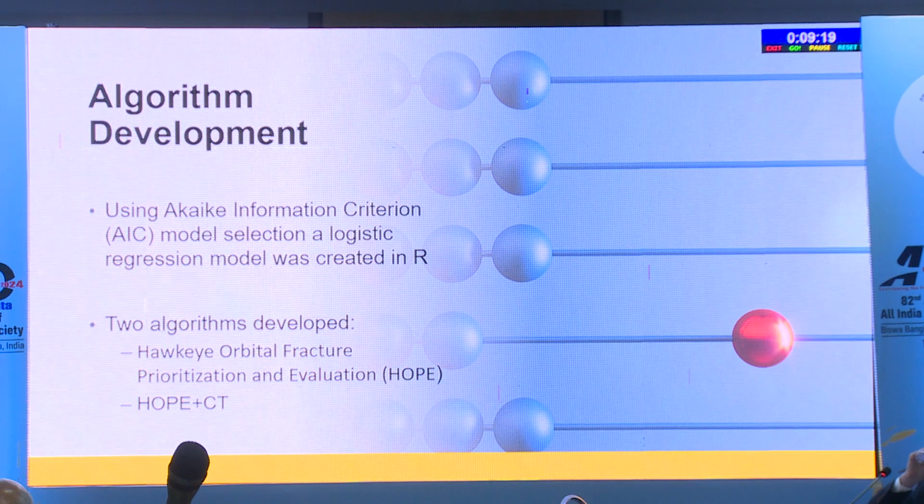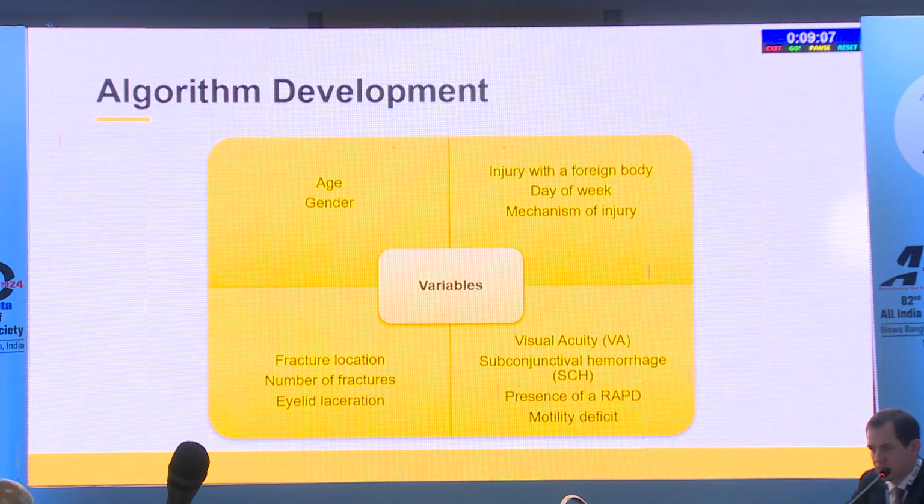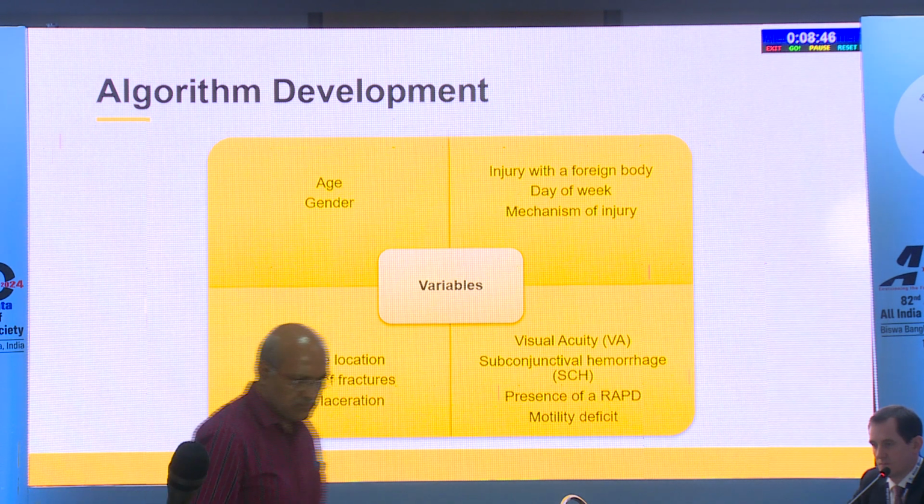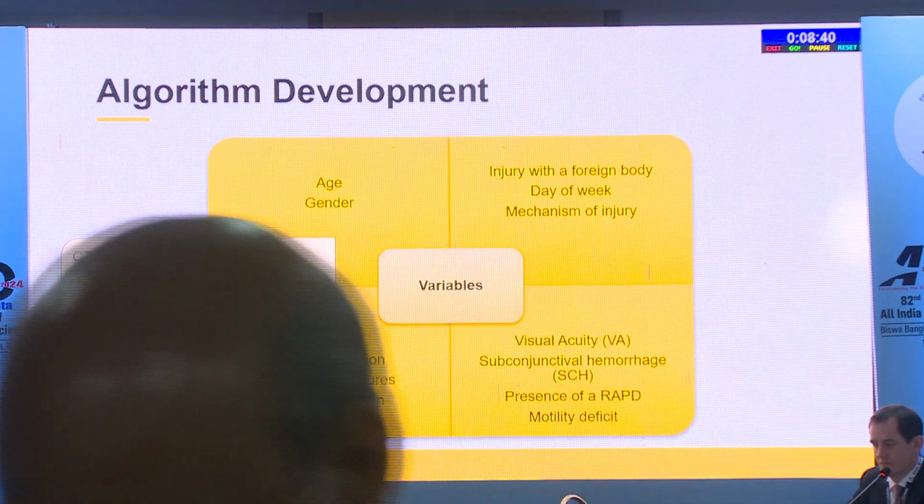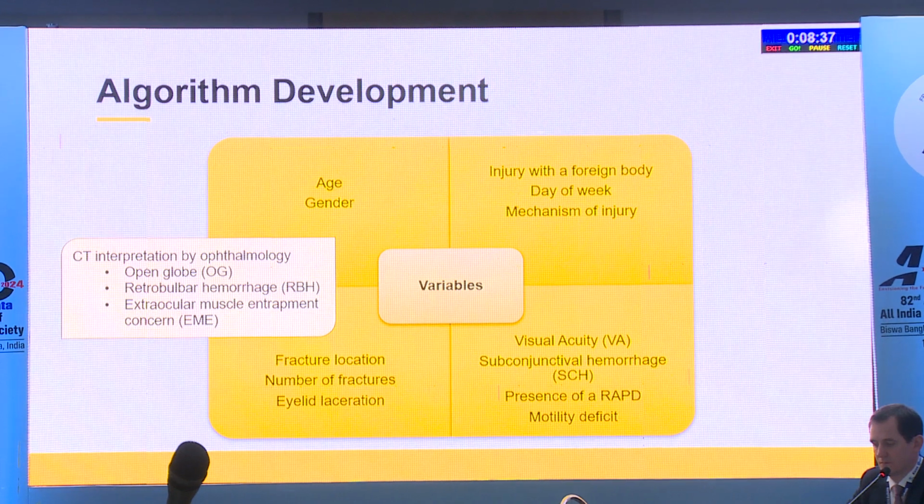As far as the algorithm development, a logistic regression model was created. We actually created two models, one called HOPE and one called HOPE CT, and I'll go into that next. The factors that we took into play in developing the algorithm included age and gender, whether the injury occurred with a foreign body, what day of the week the injury occurred, the mechanism of injury, other things like fracture locations or type of fracture, eyelid laceration, visual acuity, eye exam findings, motility findings, and RAPD findings. This all went into the original HOPE algorithm, and for the second one, HOPE CT, we included CT interpretation by an ophthalmology professional.